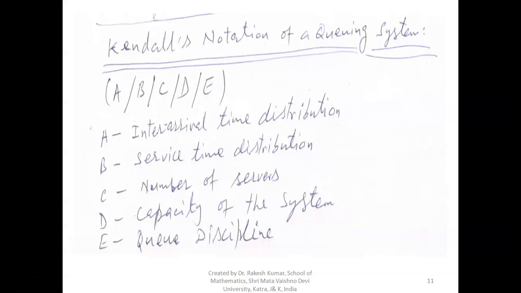Kendall's notation of a queuing system. This is represented by A, B, C, D, E, where A refers to interarrival time distribution, B service time distribution, C number of servers, D capacity of the system, and E queue discipline.